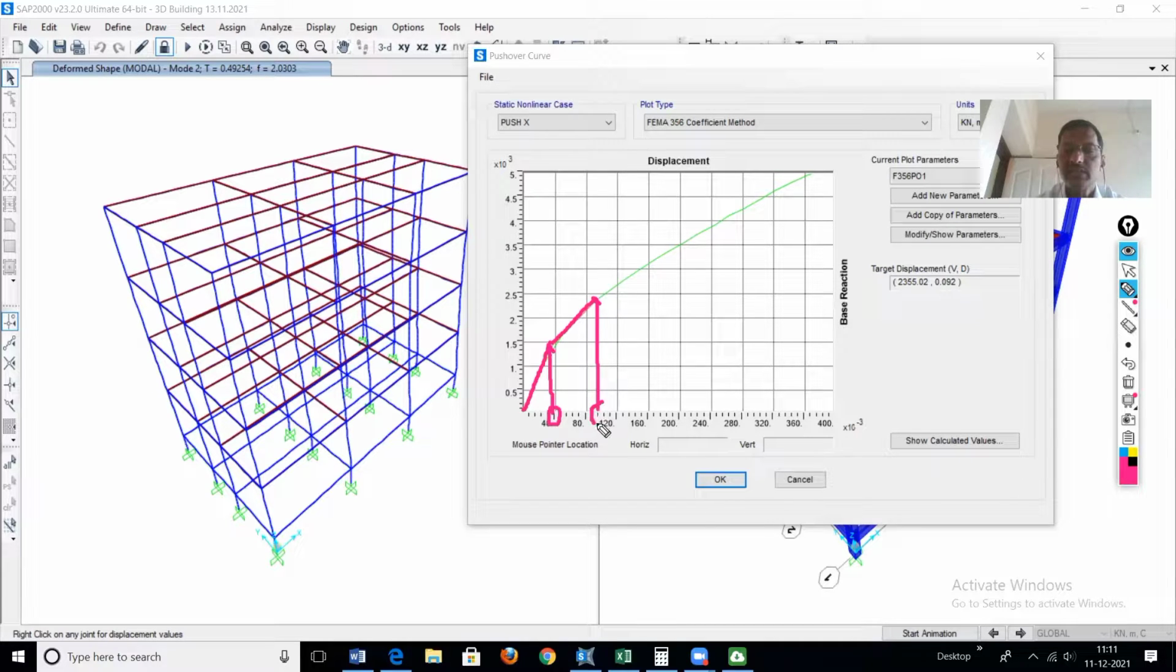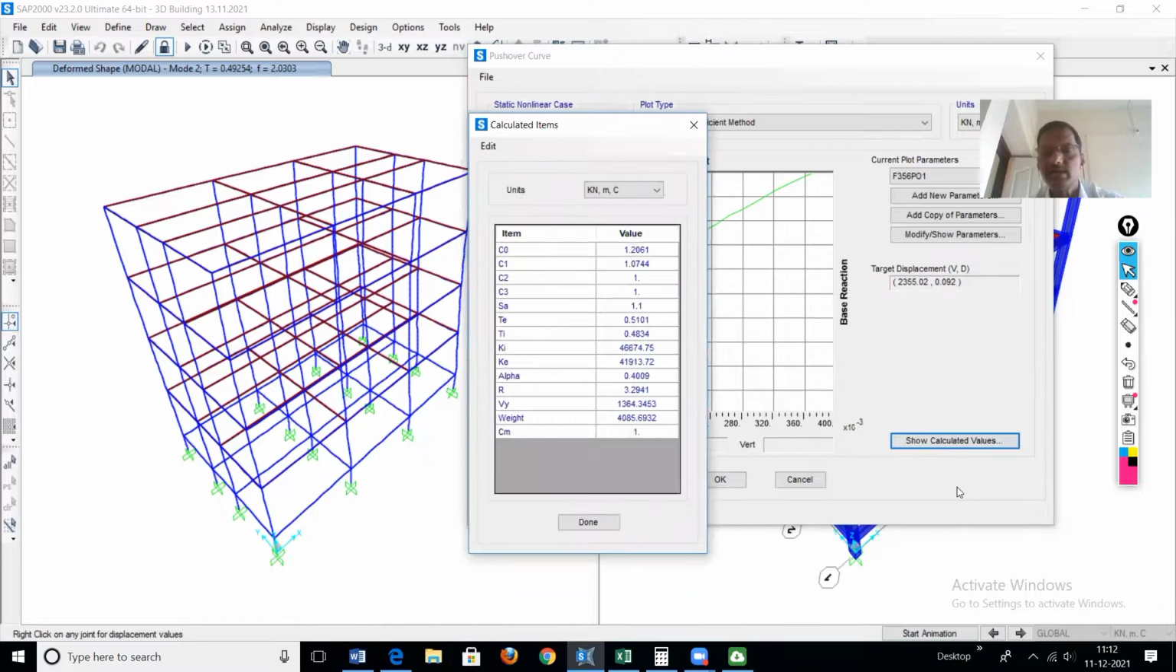Now this particular displacement, the roof displacement at the ultimate point, is nothing but the target displacement, which is directly given here. It is 0.092, so this displacement is known. Now we'll calculate accurately how much the roof displacement at yield is. How to calculate this? Click here on the curve, show calculated parameter.